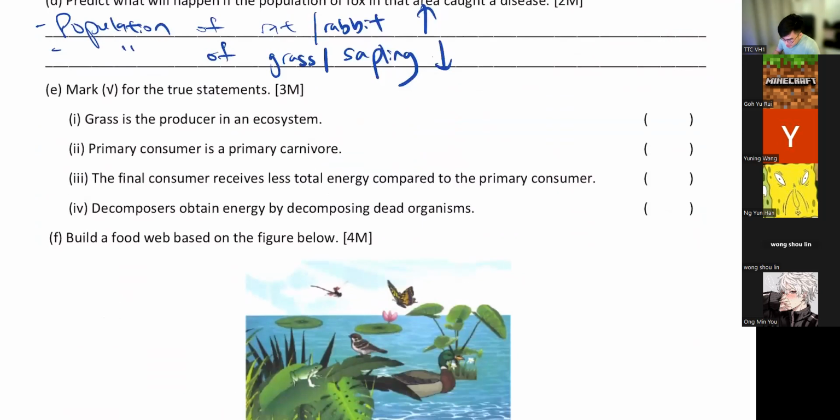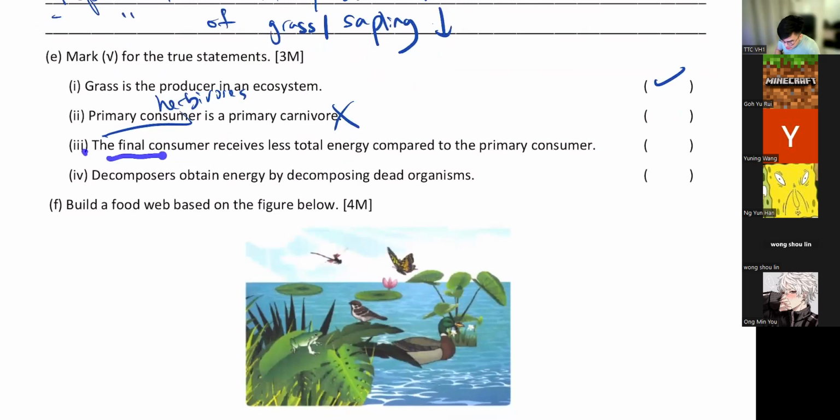Right. Anyway, so mark for the true statement. Grass is the producer in an ecosystem. Yes, they are, because they are green. Primary consumer is a primary carnivore. No, they are not. Guys, primary consumers are all herbivores. That's why they are called primary consumers, because they eat plants.